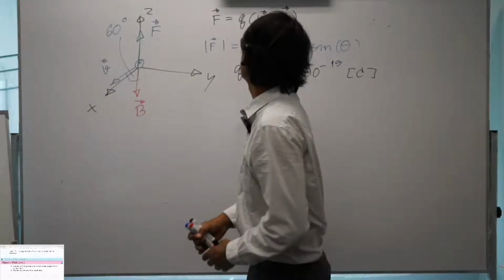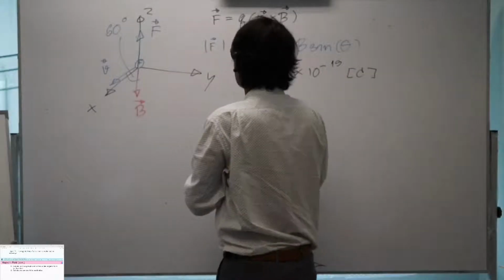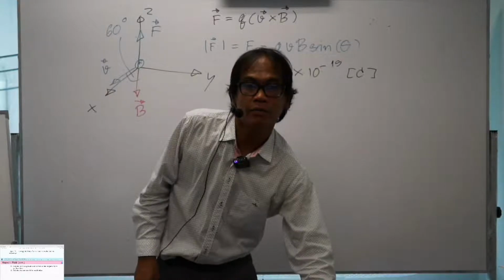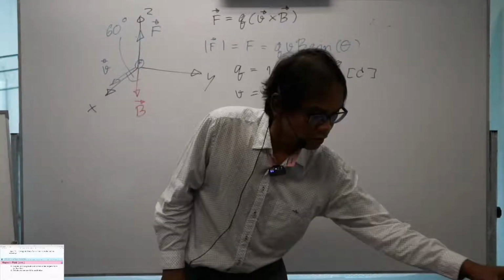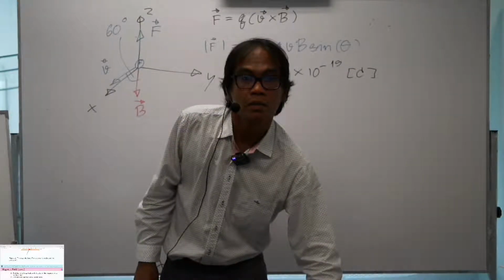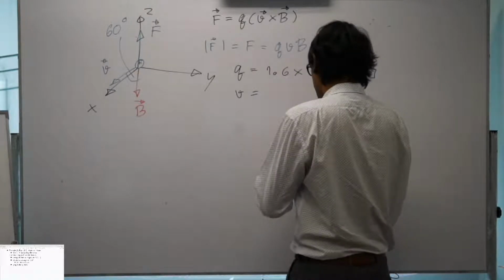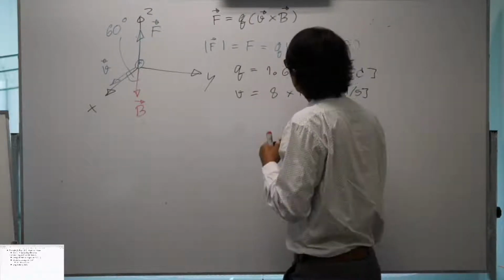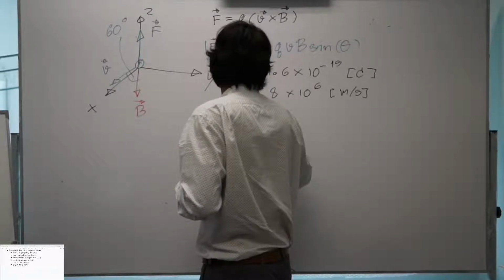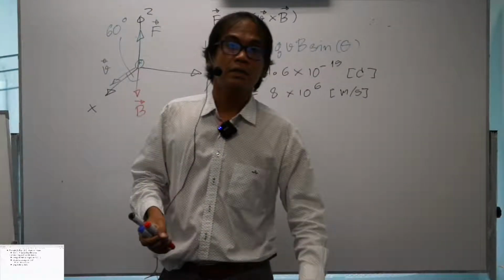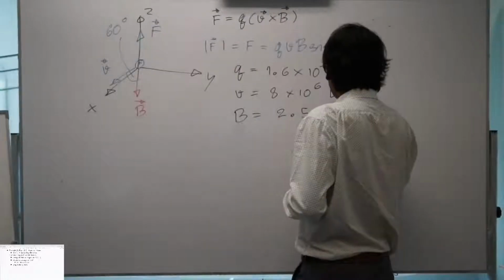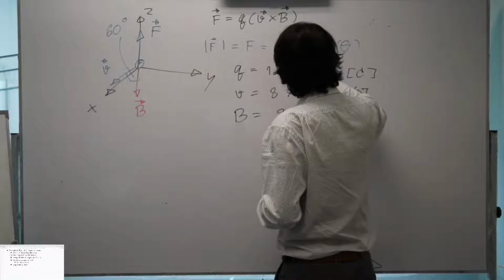The next one is the velocity of the proton movement. Sorry, the speed, because it's only a scalar value. It's not a vector at all. The speed is quite high, 8 times 10 raised to 6 meters per second. And B, the magnetic flux density, is 2.5 Tesla. So we put everything into this formula.